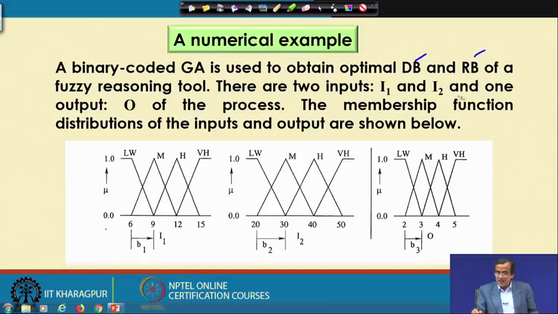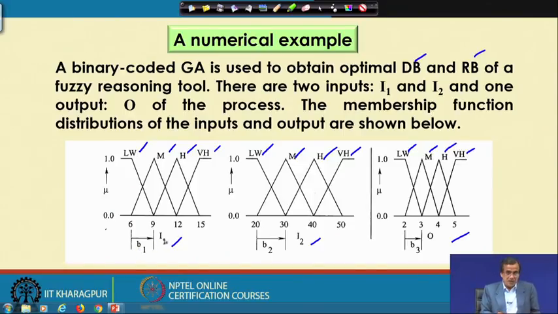There are two inputs I1 and I2 and one output, that is O of the process. So, here if you see, these are the membership function distribution for the two inputs I1 and I2 and for the output, and for simplicity we have considered the triangular membership function distribution. Now, for this particular first input, there are four linguistic terms like low, medium, high and very high. Similarly, for I2 we have got low, medium, high and very high, and for this output we have got low, medium, high and very high.